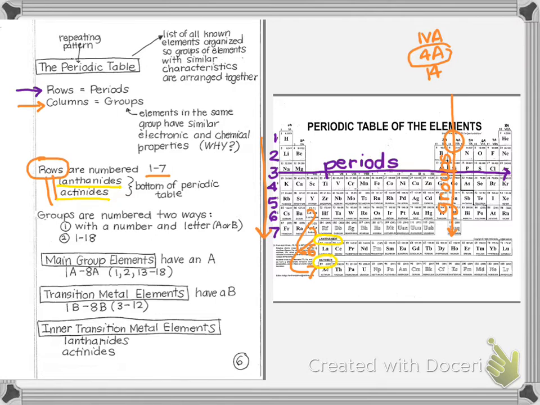Okay, so let's keep looking, make sure we're getting all these things. I've already mentioned this about the groups and how they're numbered, but there it is in your notes. They can be numbered two ways, either with numbers and letters or with just numbers 1 through 18.